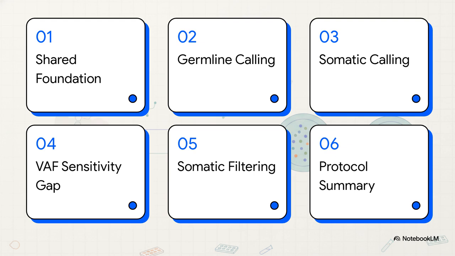Here is our roadmap for today. We'll start with the shared foundation of NGS, branch off into germline calling, and then tackle the chaotic complexities of somatic calling. We'll explore the VAF sensitivity gap, break down somatic filtering, and finally summarize the protocols side by side so you have the whole picture.